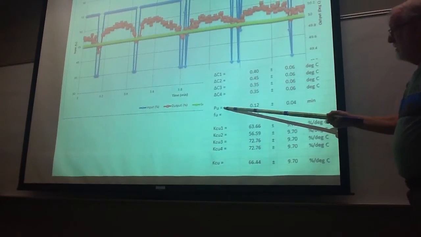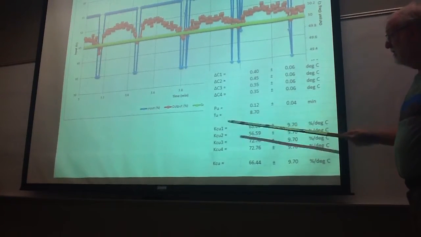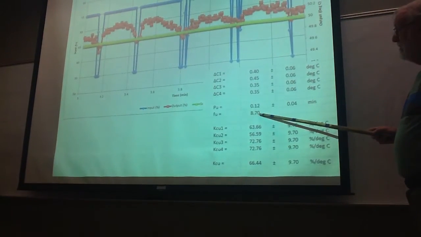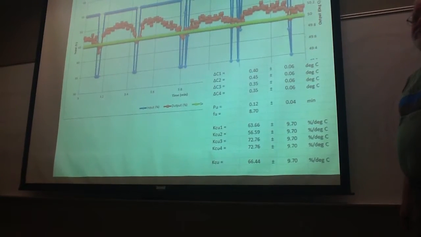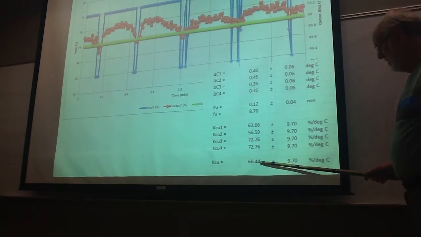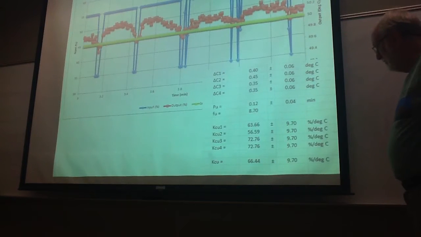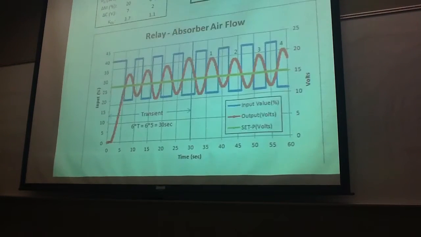So this is the ultimate period, which is the reciprocal of the ultimate frequency. So here's an ultimate frequency of 8.7. The student learned that just by doing one experiment instead of 6 or 8 or 10. Sweet. And got a KCU of 66.44 plus or minus 9.70. You know what? 60 or 70 would be fine with me instead of 66.44. No, I'm no advocate of a lot of significant figures.